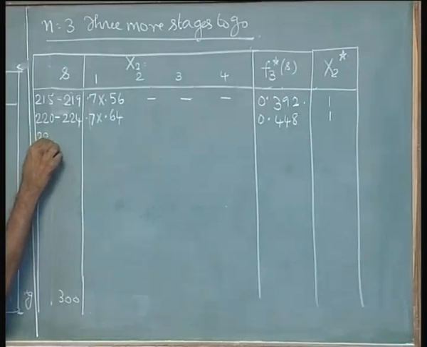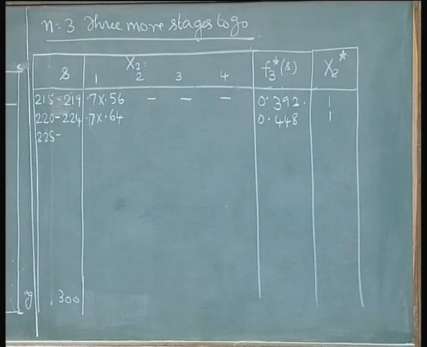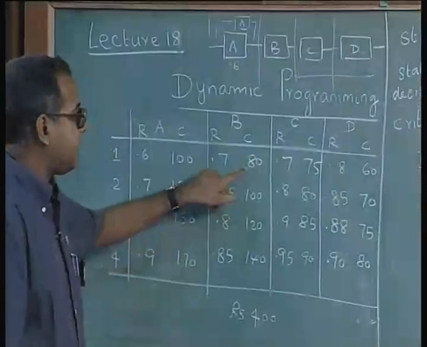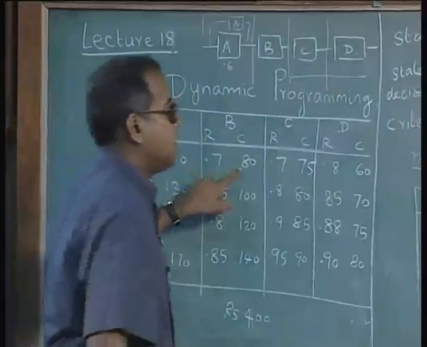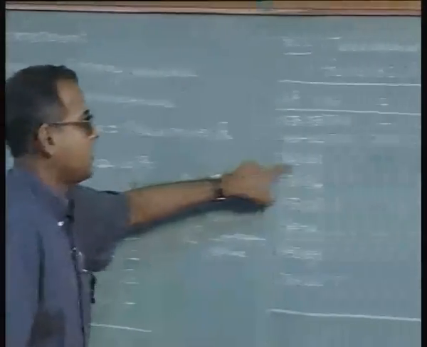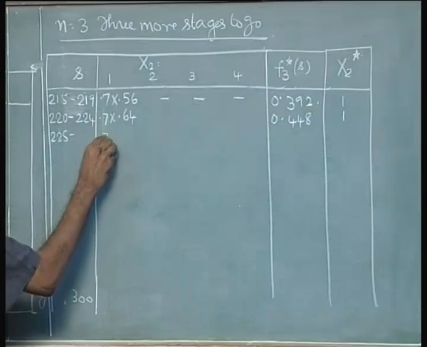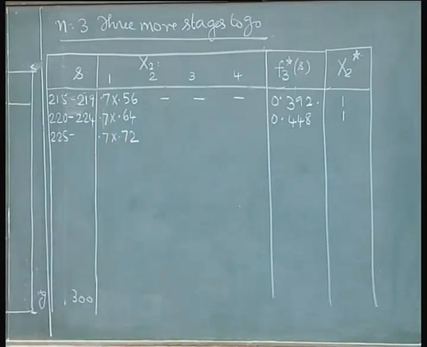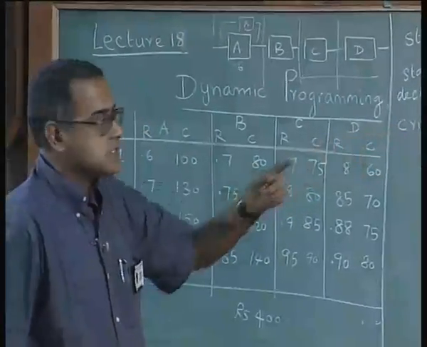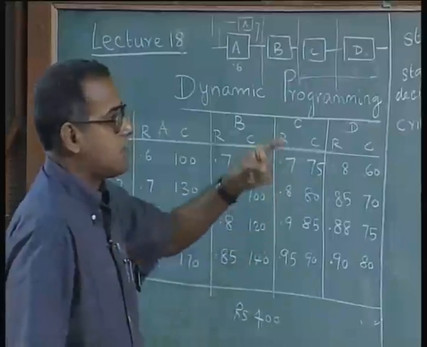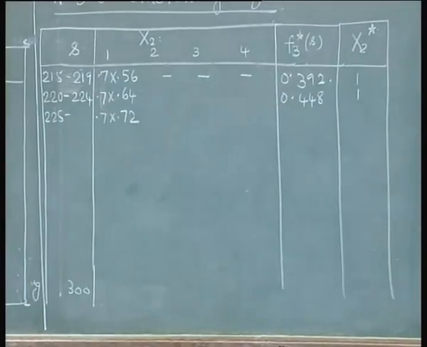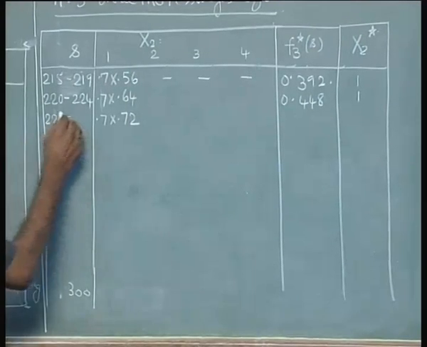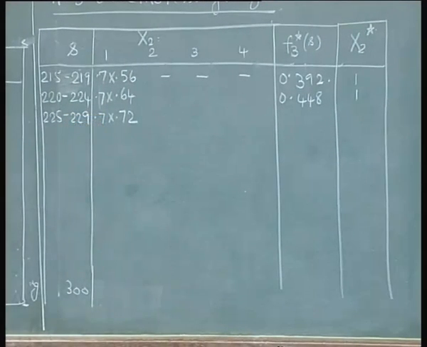Now the moment we have 225, we find some other options possible. We buy one and spend 80, so we have the remaining 145, and so we could get 0.7 into 0.72, and even here if we want to buy 2 of B and spend 100, we would still be having only 125. So only when the state variable becomes 235, there is a possibility of the next option coming in. So 225 to 229 would give us only one option, which would mean 0.504.